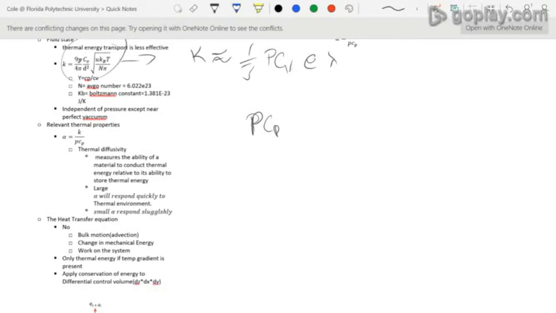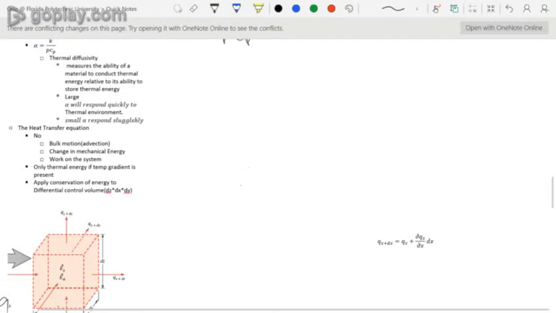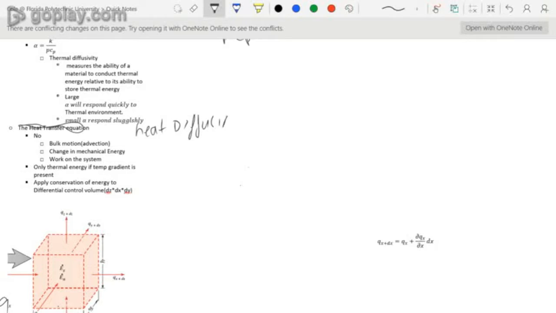And so now we're going to derive a very important equation that will help you in conduction. It gives you the three-dimensional heat diffusion equation. Okay, so now we're going to apply the heat diffusion equation.